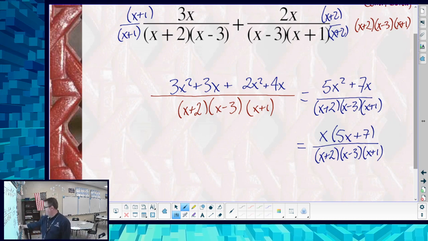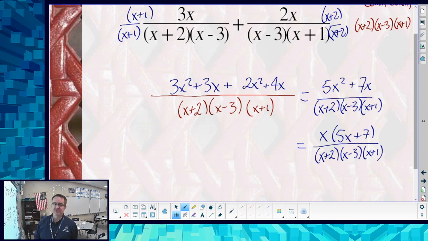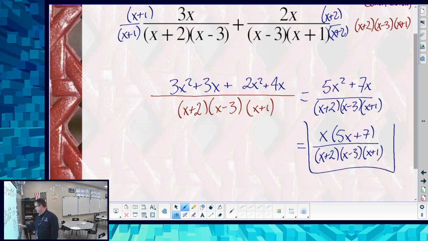So over here, notice nothing divides out because there's not an x in the bottom. There's not a 5x plus 7 in the denominator, so we're just going to go ahead and leave it. And this is your answer.